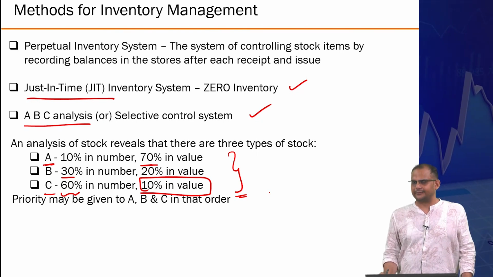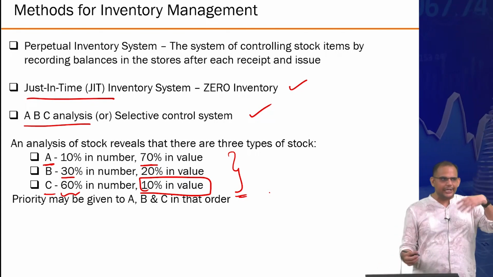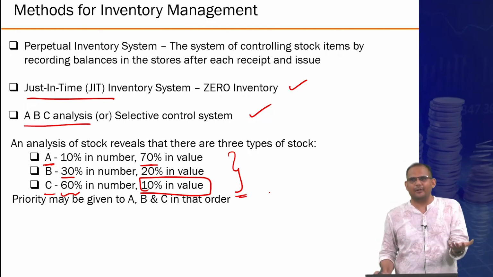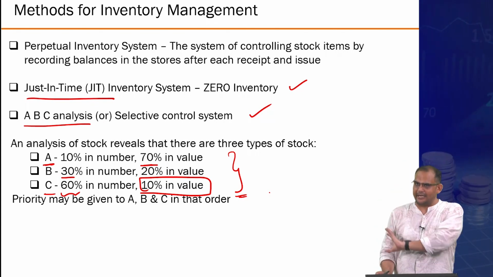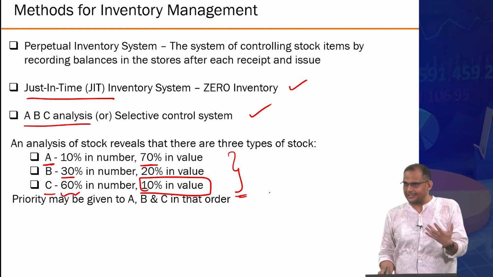A, B or C? A, right? Because it's contributing immensely in terms of your project value, and their volume is relatively less, so hopefully more manageable, right?